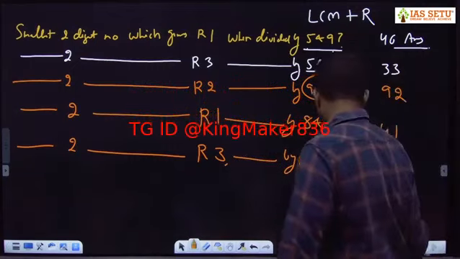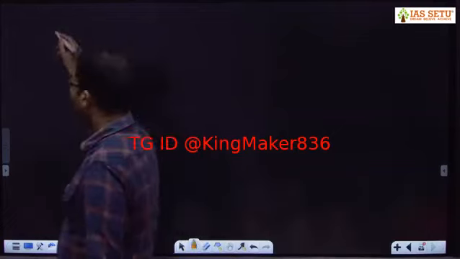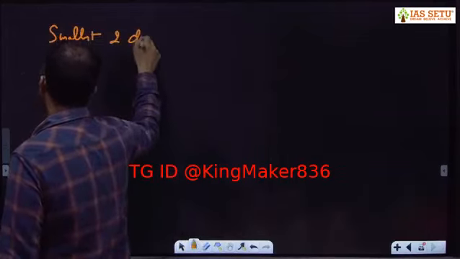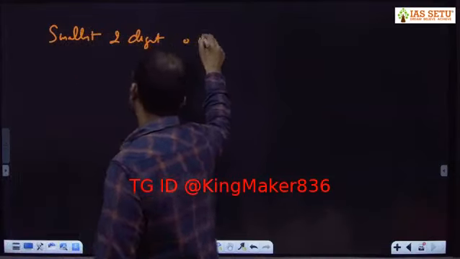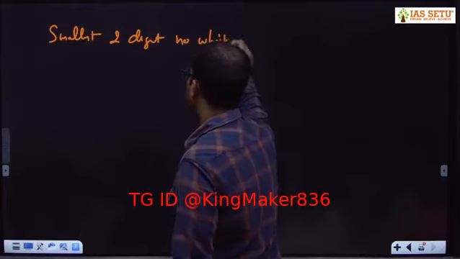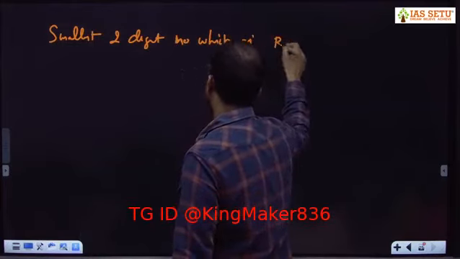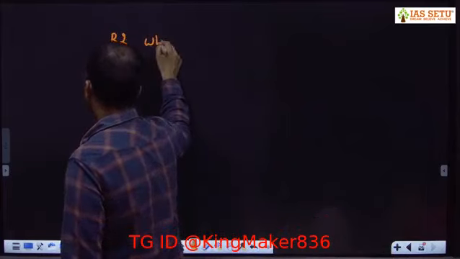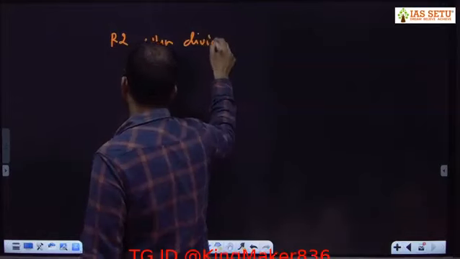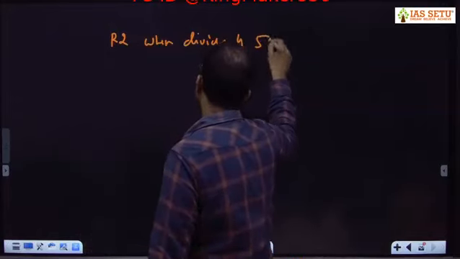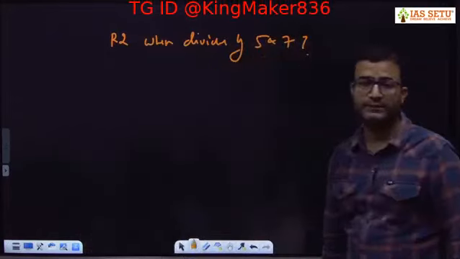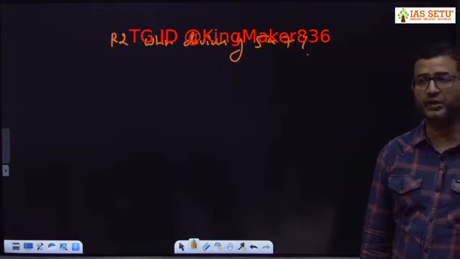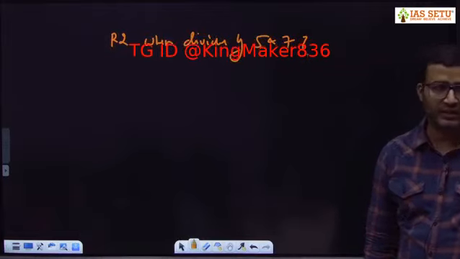Now my next question. Smallest two-digit number which gives remainder 2 when divided by 5 and 7. Tell me what is the smallest two-digit number which gives remainder 2 when divided by 5 and 7? 37.